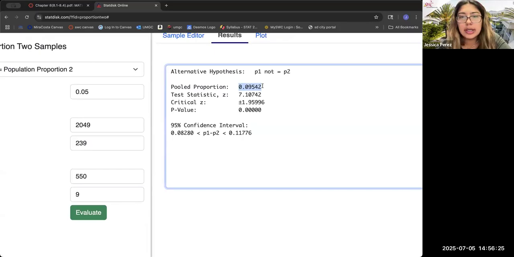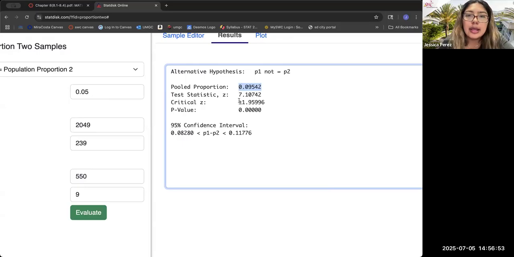So P bar is going to be 0.09542. And then our Z, our test statistic, is 7.10742. Our critical Z value is going to be in between. So there's 1.96, our usual critical Z, for a 95% confidence level.